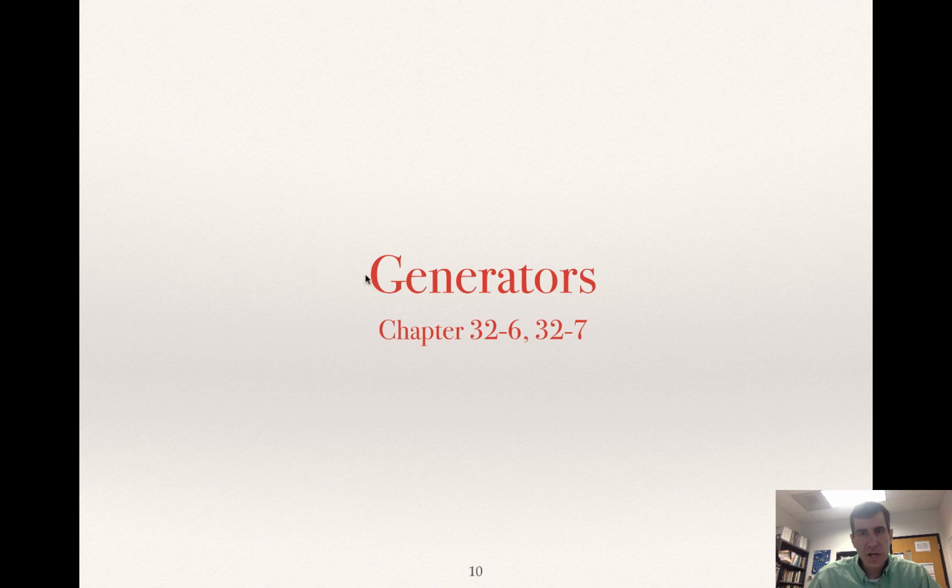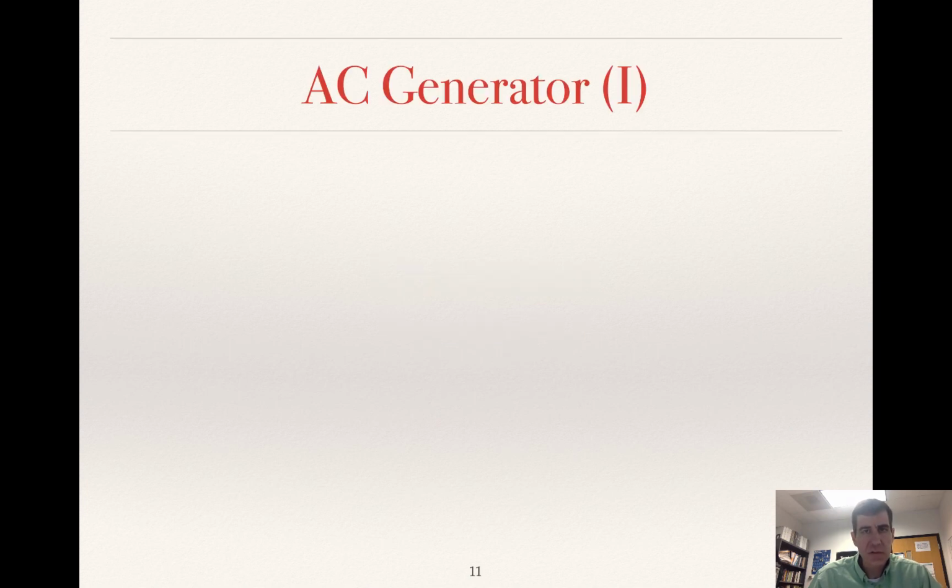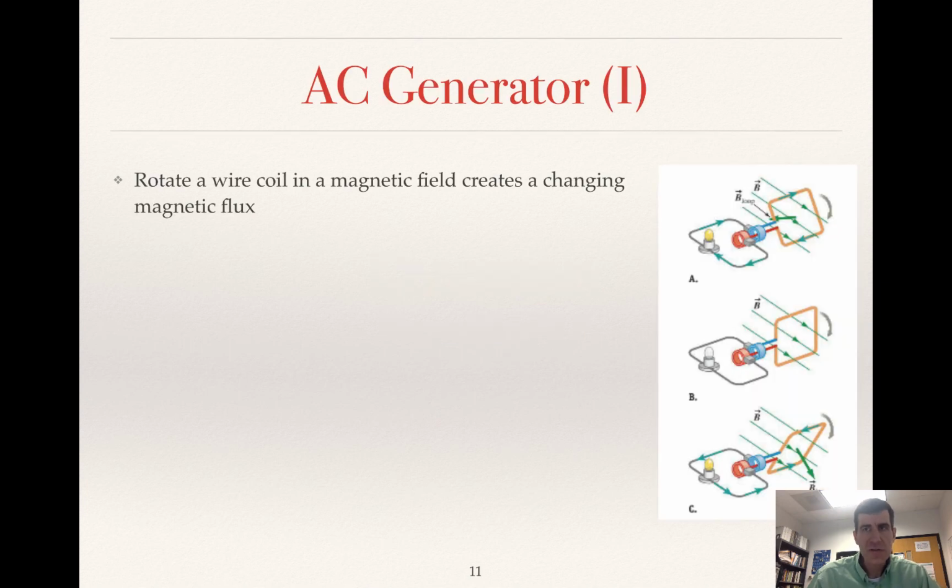So this video is going to talk about generators, AC and DC, and this is in chapters 32.6 and 32.7 of the textbook. Okay, so remember from the last video we talked about Faraday's law and induced EMF, and we saw that if you had a changing magnetic flux, you induced an EMF. So you can use that to build a generator.